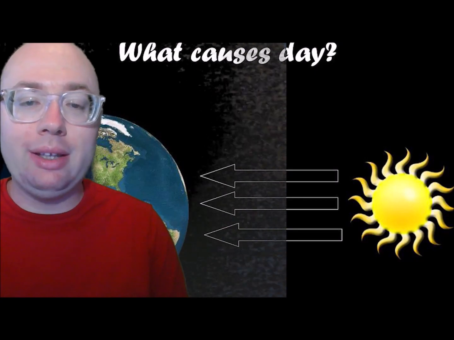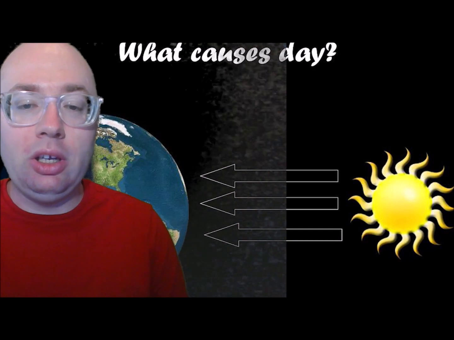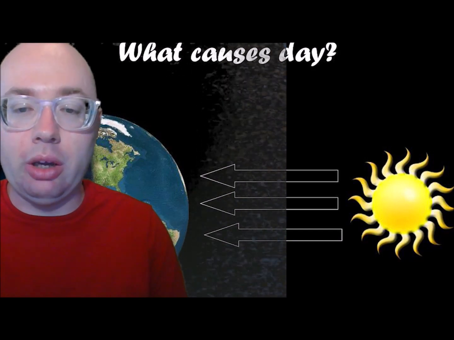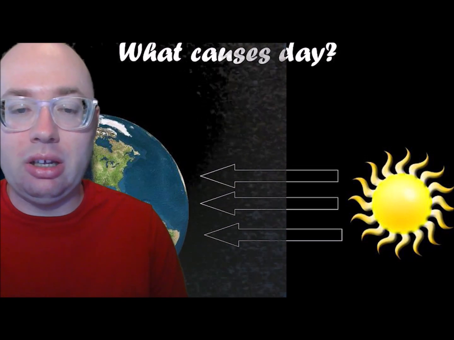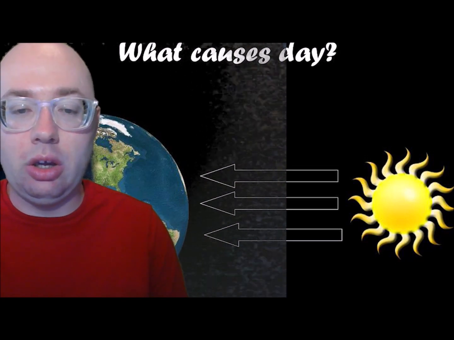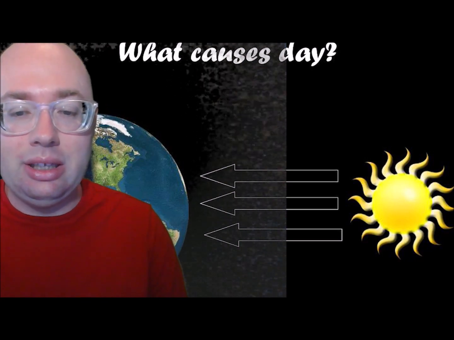Today I'm going to tell you about what causes day and night. Daytime is when you can see the sun from where you are, and its light and heat can reach you. Nighttime is when the sun is on the other side of the Earth from you, and its light and heat don't get to you. At any moment, half of the world is daytime and half of it is nighttime.